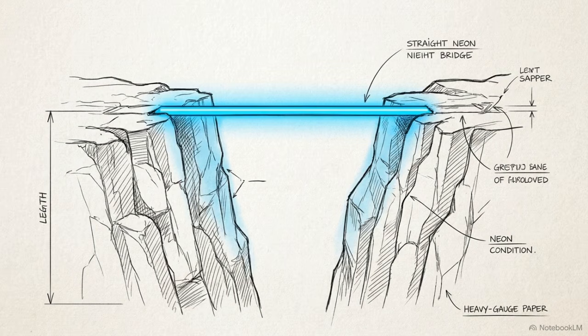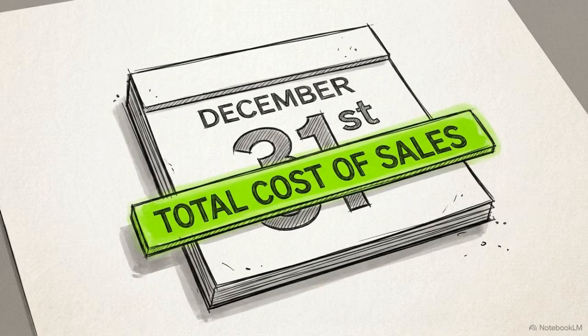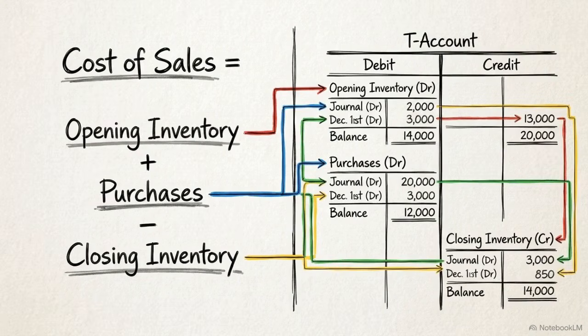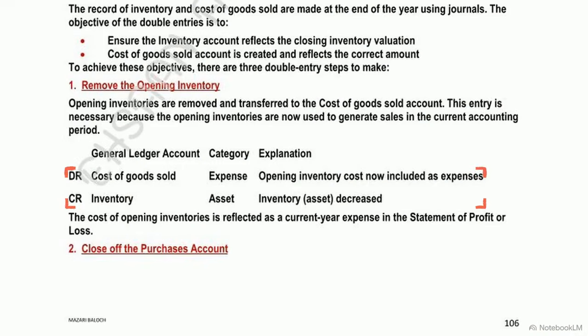This single equation acts as a mathematical bridge. It calculates the total cost of goods sold for the entire year at once, eliminating the need to track individual daily sales. The final step for the F3 exam is translating Amit's mathematical equation into official journal entries to update the ledgers. Step 1 requires us to remove the opening inventory. By debiting cost of sales and crediting inventory, we clear out the outdated asset balance from the start of the year and move it into the current year's expenses.